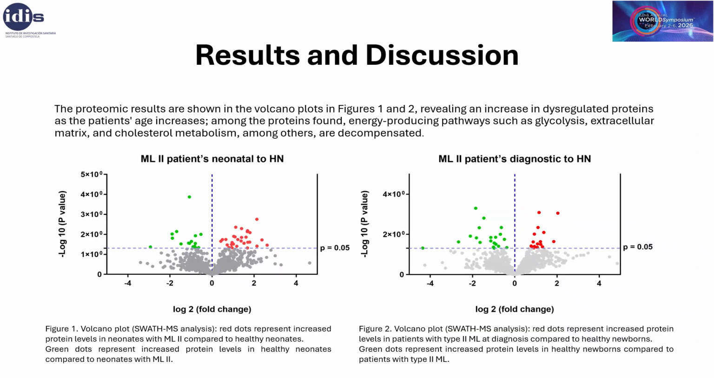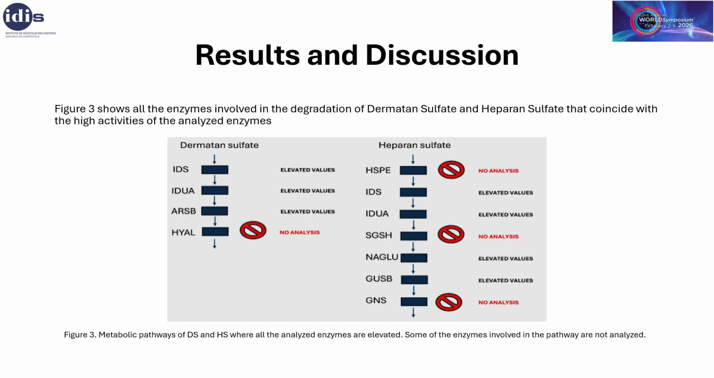The proteomic test, completed with the previous samples, reveals an increase in regulated proteins. The principal routes we found regulated are the energy production pathway, such as glycolysis, extracellular matrix, cholesterol metabolism, and other protein decompensations. If you look for the enzymes that have the pattern of being always elevated in the previous results, you can find that all these enzymes participate in 2 pathways, dermatan sulfate and heparan sulfate.